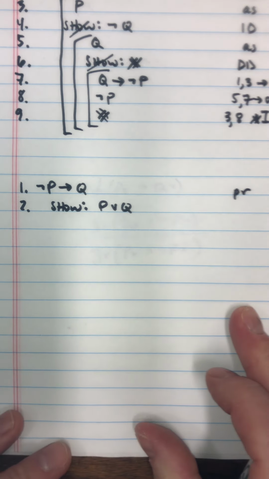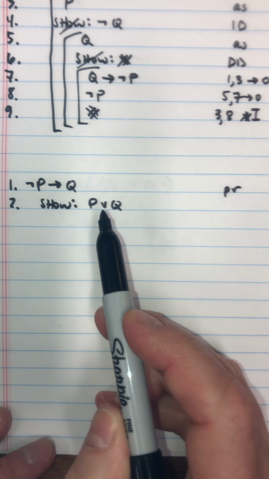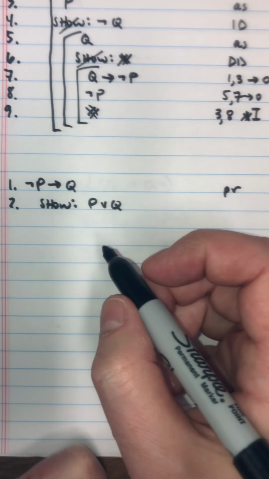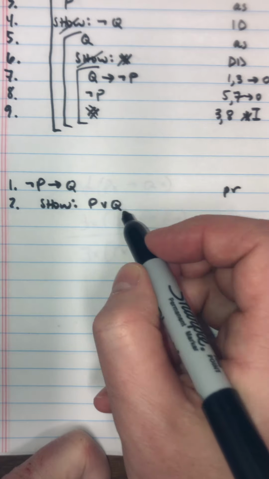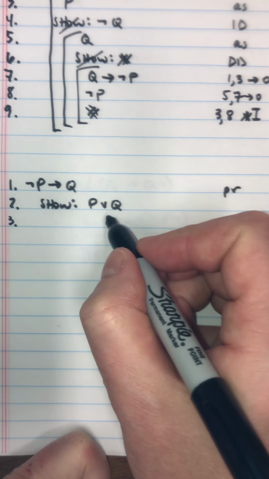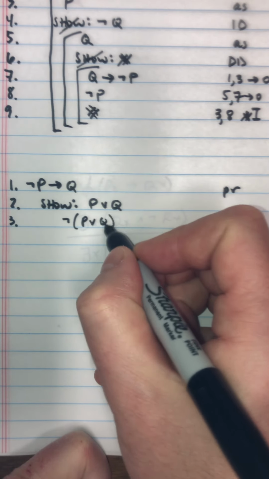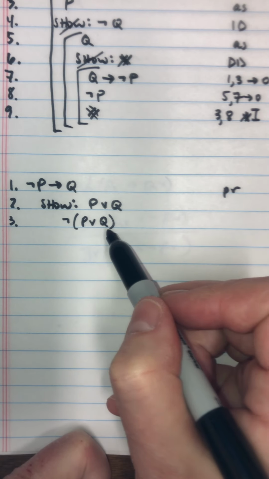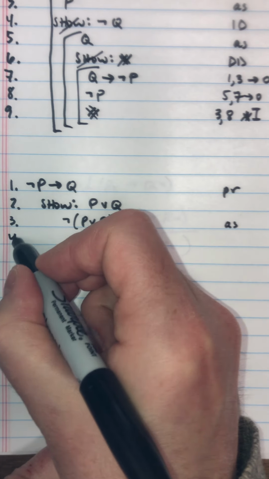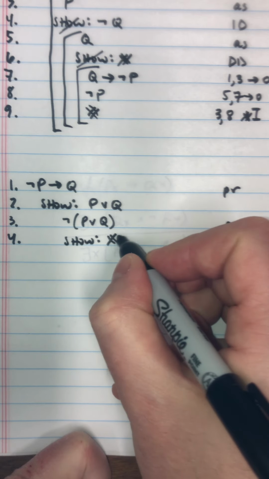So it's always a good idea, if you see a show line that has as its main connective an or, to try indirect derivation. And we'll see why here. It's because the assumption you get in that case is especially useful. So what do we get to assume if we're going to try indirect derivation? Well, the negation of this, not (P or Q). And remember, the parentheses are important because we want to negate the entire show line, not just part of it. So we assume that. And then we're going to try to show a contradiction.